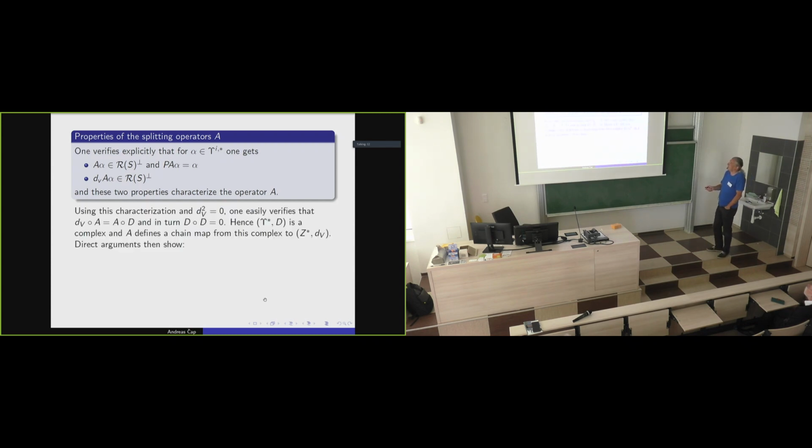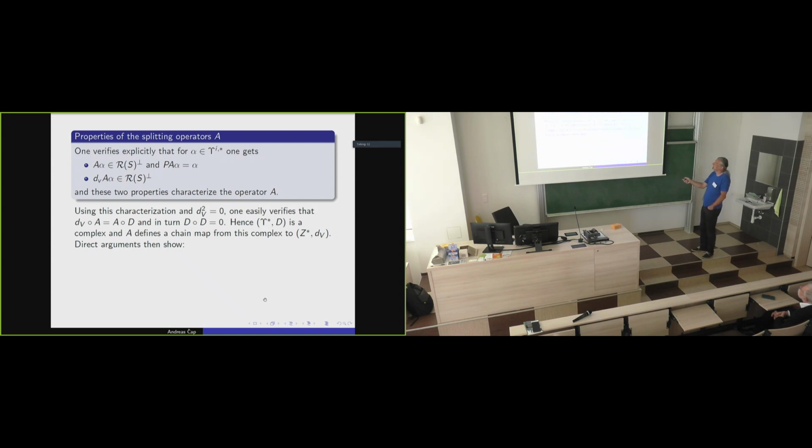All right, and now if you look at the defining equations and you recall that dV was a differential, you immediately find out that dV composed with A is A composed with D, and then composing with another D, you see that A composed with D composed with D is 0, and this easily implies that D composed with D is 0. So you see that these BGG type operators again form a complex. This is how we get our new complex.